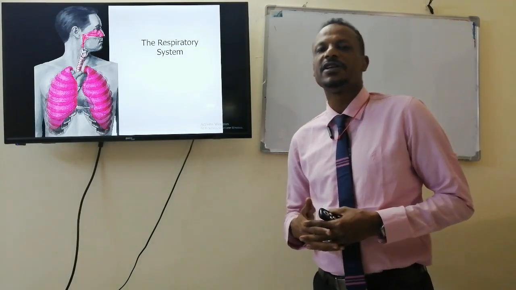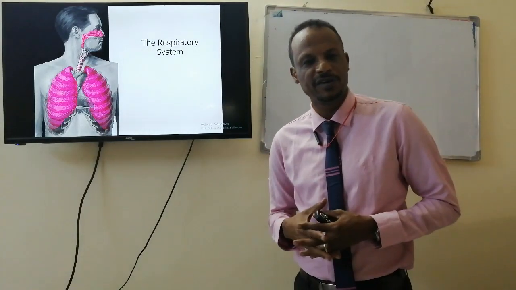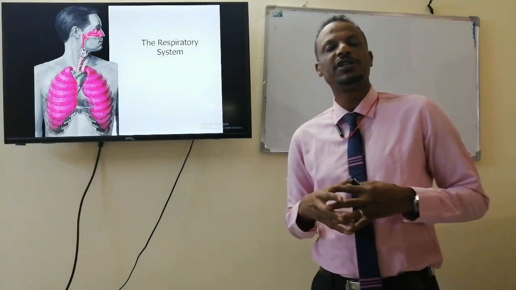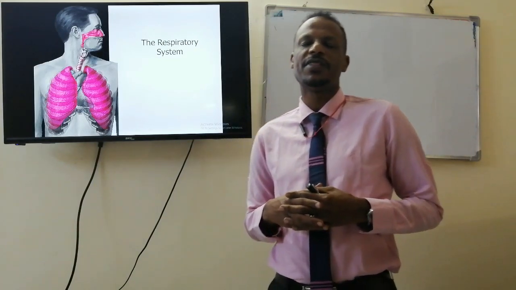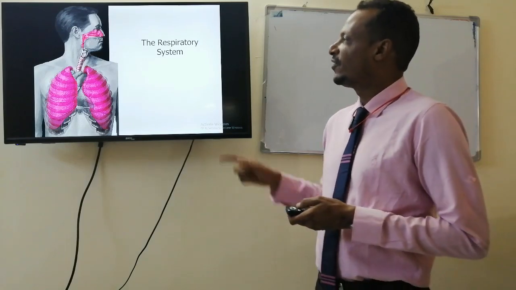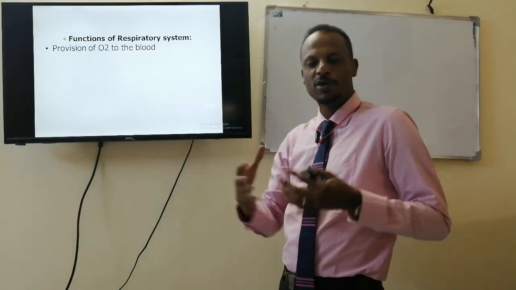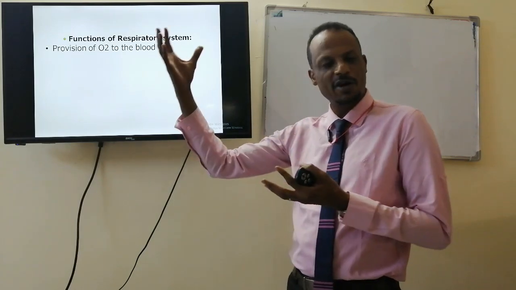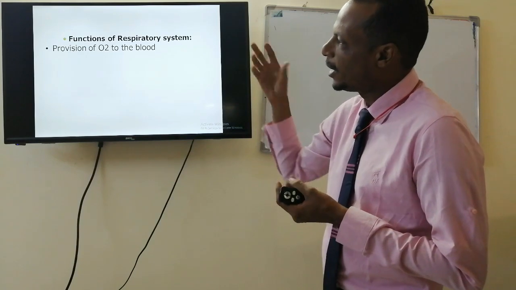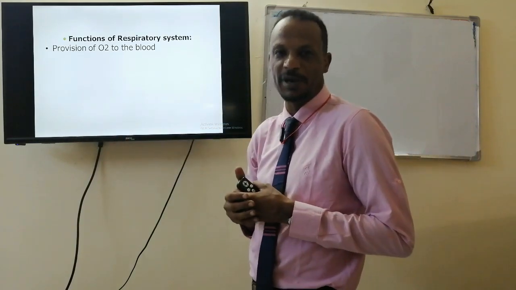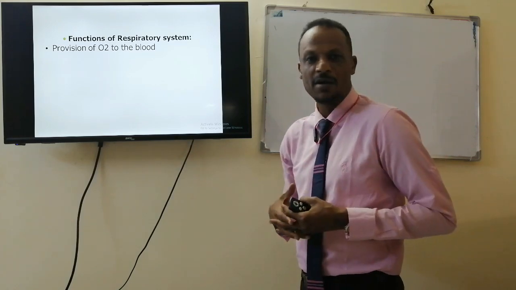The first step in studying the respiratory physiology is to mention the functions of the respiratory system. For any student, it is easy to memorize that the respiratory system has three main functions. The first function is provision of oxygen. Provision of oxygen means taking the oxygen from the atmosphere and entering it inside the blood. This oxygen is necessary for the metabolism of the body.